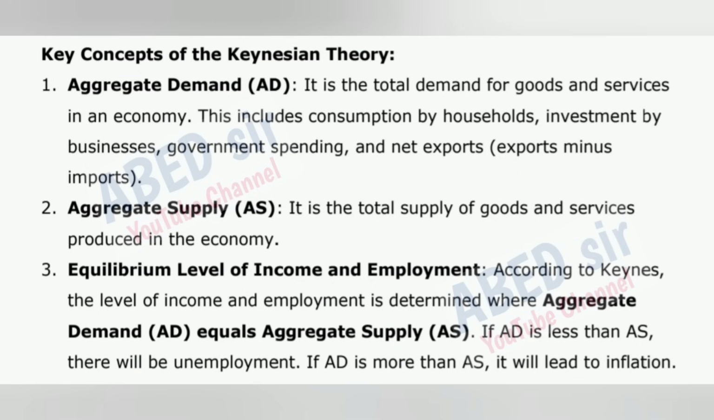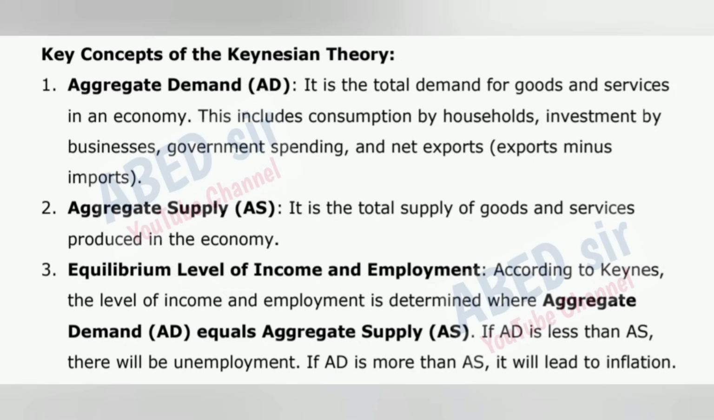1. Aggregate demand. AD. It is the total demand for goods and services in an economy. This includes consumption by households, investment by businesses, government spending, and net exports, exports minus imports. 2. Aggregate supply, AS. It is the total supply of goods and services produced in the economy. 3. Equilibrium level of income and employment.